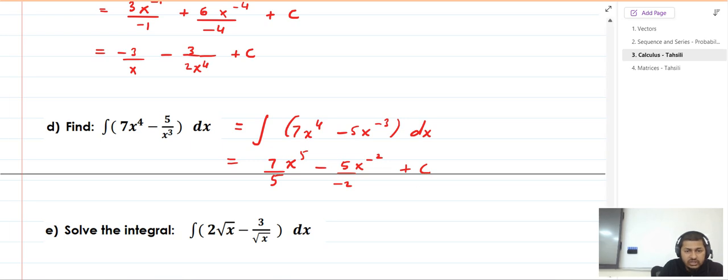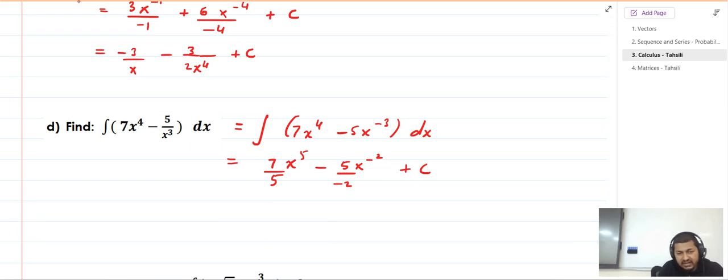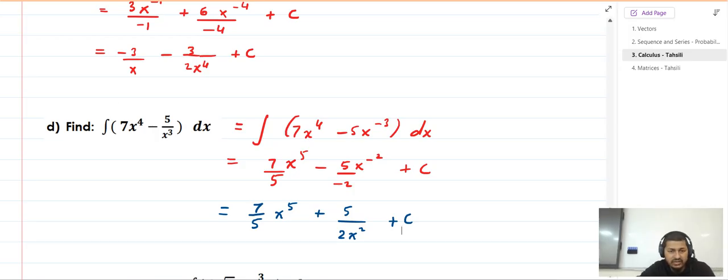When you differentiate, you subtract. When you integrate or antiderivative, you add 1 to the power. Now I've got 7 over 5 x to the power 5 plus 5 over 2 x squared plus c. Remember, x to the power negative went down, so I wrote it like this. I hope you guys understood that.